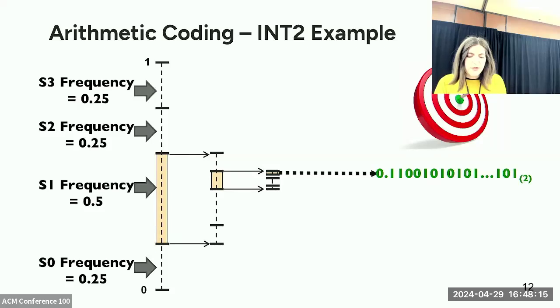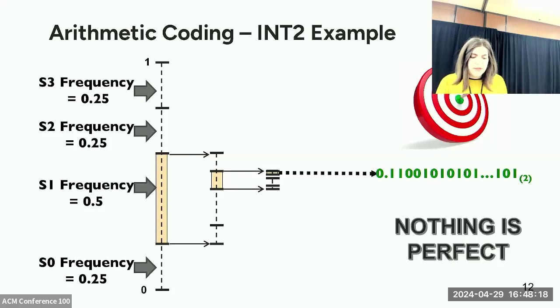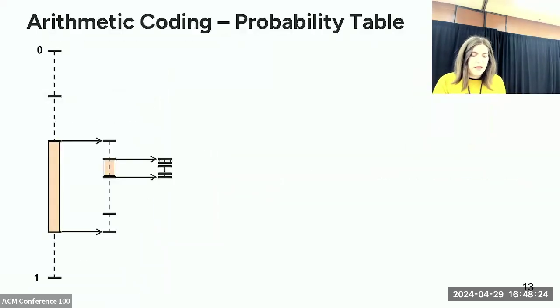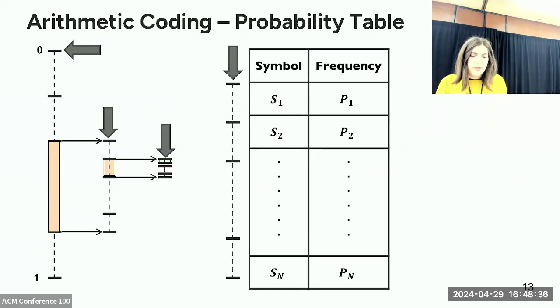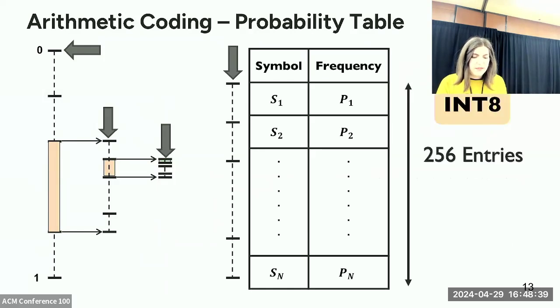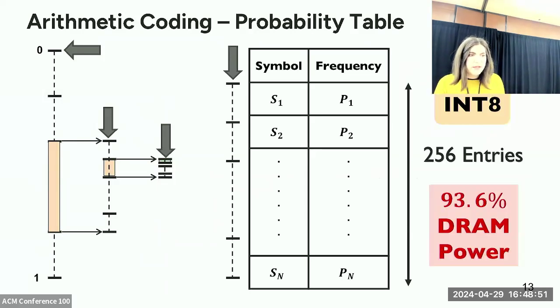Arithmetic coding provides near optimal compression. However, it comes with many challenges when it comes to implementing this algorithm at the hardware level. There are three key challenges. First, to operate, arithmetic coding constantly needs to access the probability tables that track each symbol and its frequency. For an int8 data type, the table has 256 entries, one for every possible value, and maintaining and looking up this table is not only space consuming, but also very power intensive. In fact, in a typical setup, this can consume as much as 93% of the DRAM power.